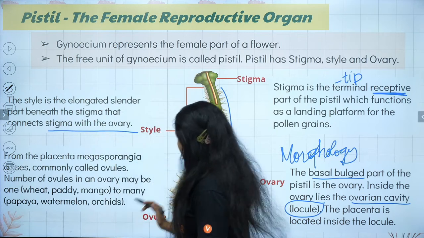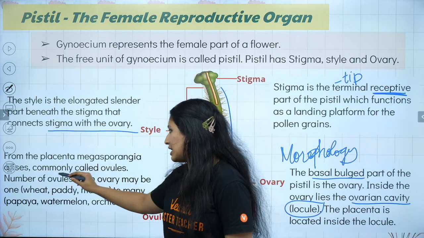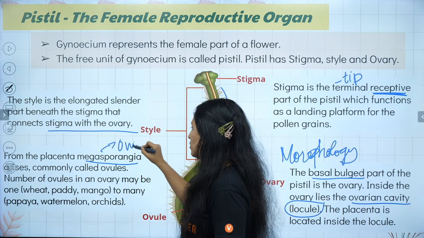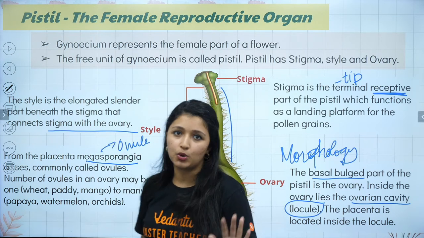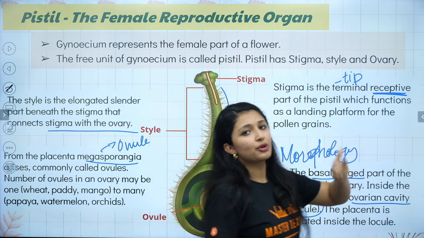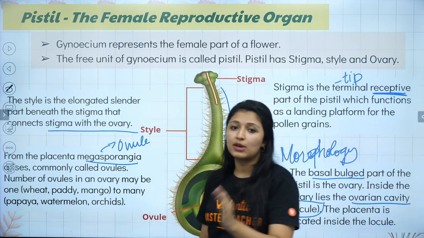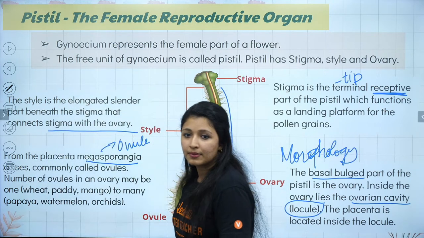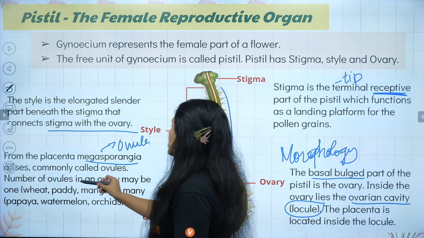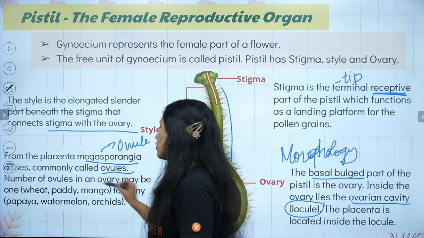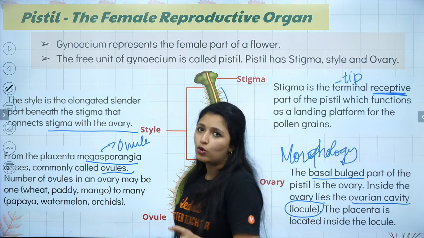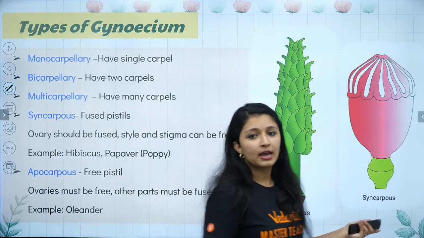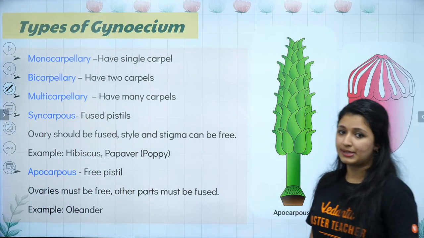From the placenta, megasporangia arise. Megasporangia is your ovule. You have to know the names, people. Pollen sac, microsporangia and theca are the same thing. The same way, megasporangia and ovule are the same thing. Commonly called ovules. The number of ovules can change. You can have one ovule inside an ovary to many, many ovules. That can change. Now, there are two types of gynoecium basically.